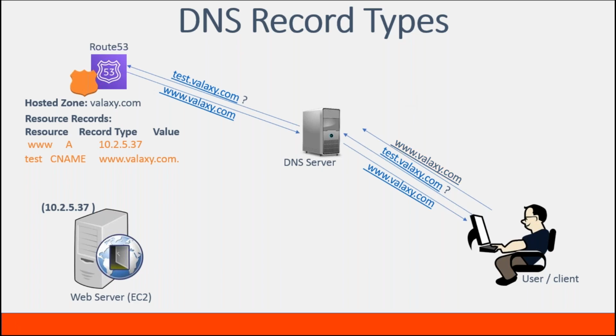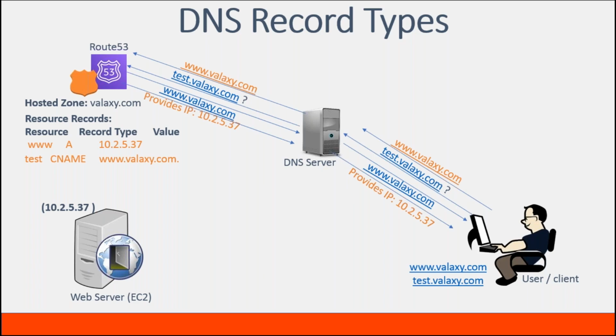Again, the request will go to the domain registrar. This time the question is www.veloxy.com. The answer will be an IP address. The IP will be given back to the client, and now the client can connect to the web server to get the website.